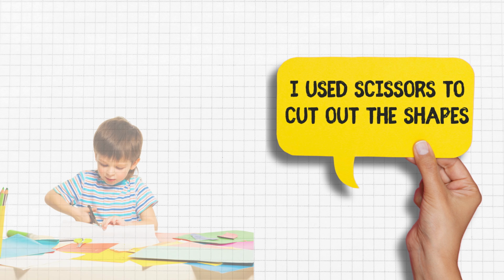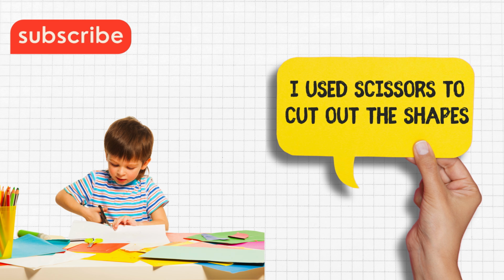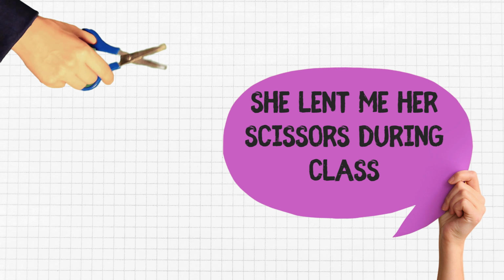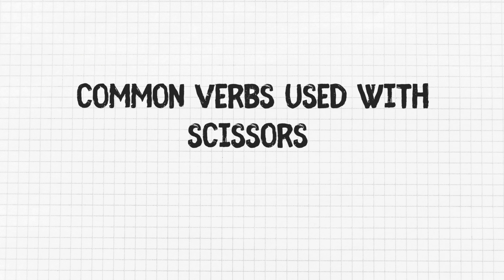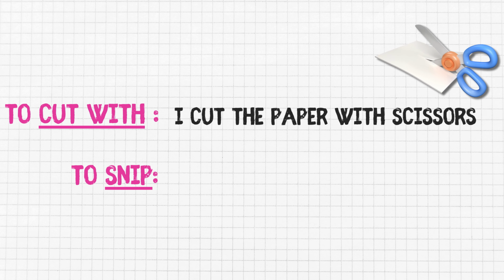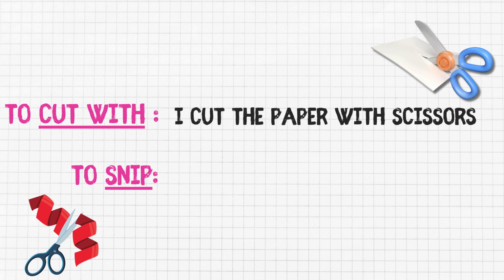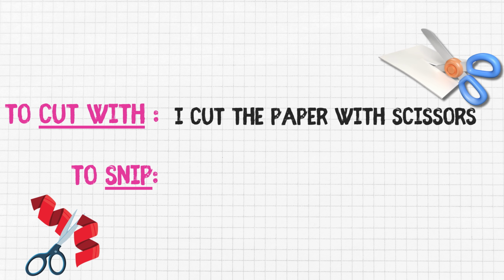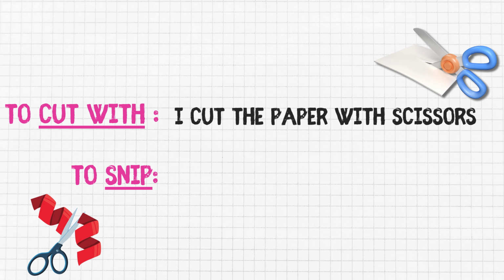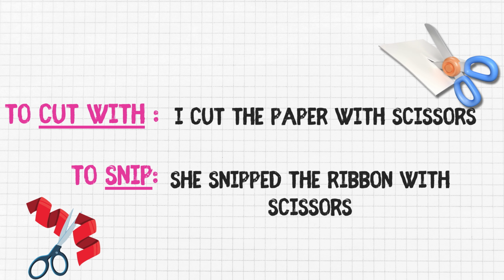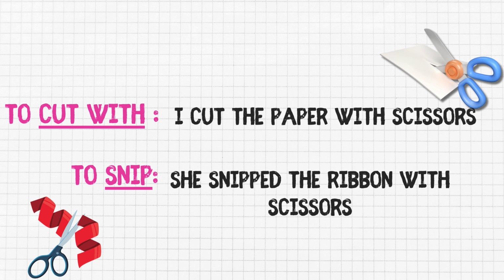You can say, I used scissors to cut out shapes. Or, she lent me her scissors during class. Common verbs with scissors include, to cut with. I cut the paper with scissors. To snip. Snip means to make a quick, small cut, usually with scissors. It's often used when cutting something like paper, fabric, or a small piece of material. For example, she snipped the ribbon with scissors.